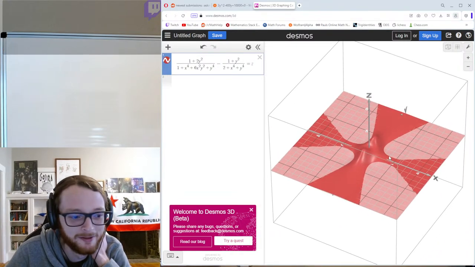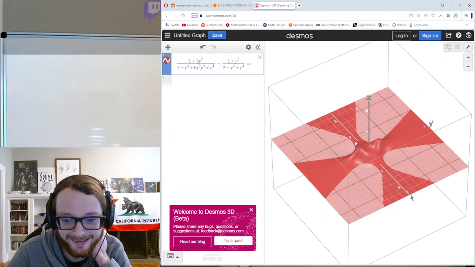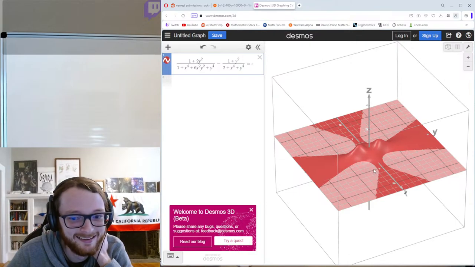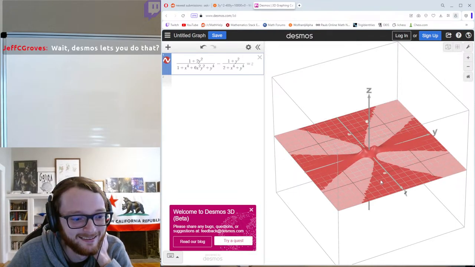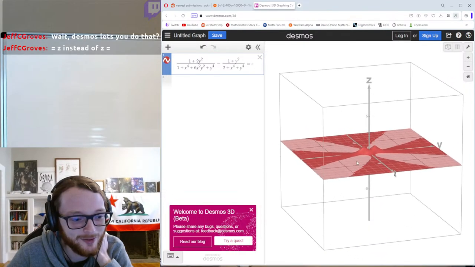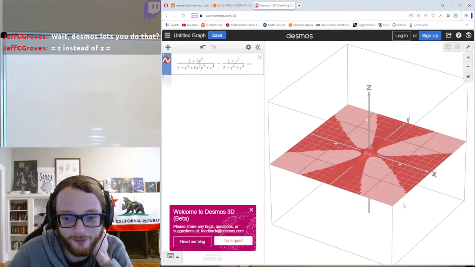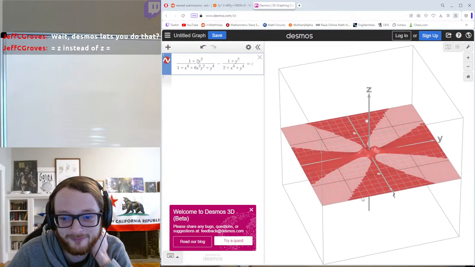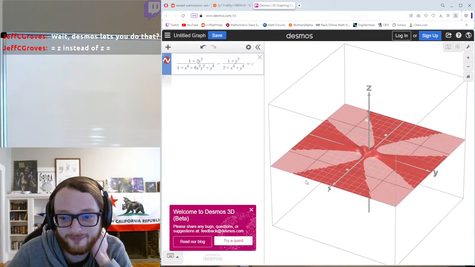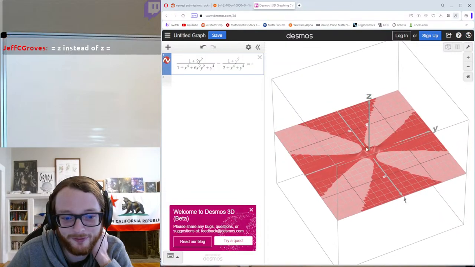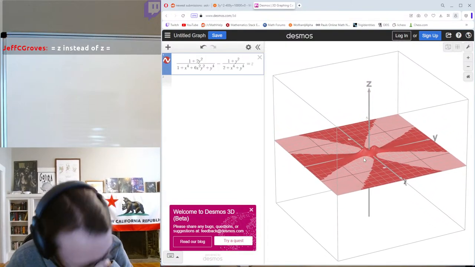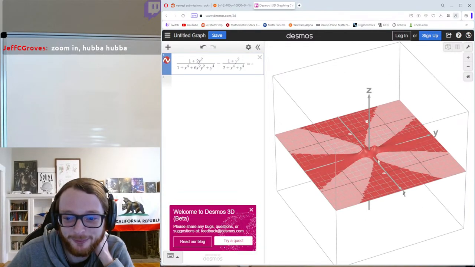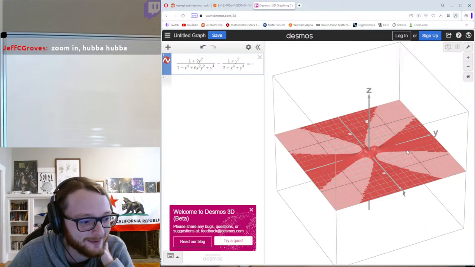This looks suggestive. Equals E. I didn't imagine that Desmos would care. I just did equals E because that was the most convenient thing. So yeah, you're integrating over this. Zoom in, hubba hubba. You're basically integrating over a circle in the xy plane as that circle goes out to infinity. And I guess you'd hope that it converges.